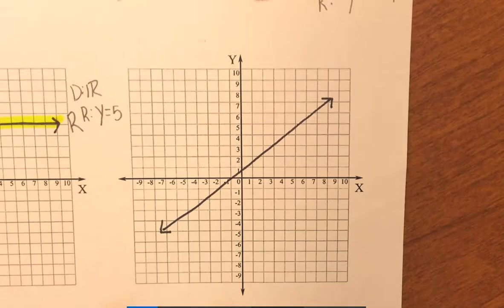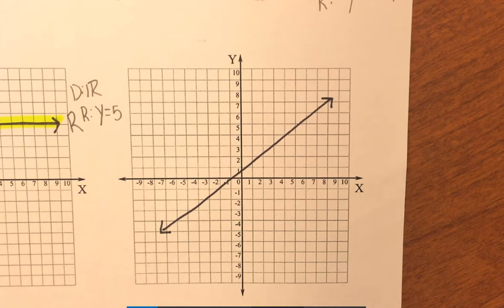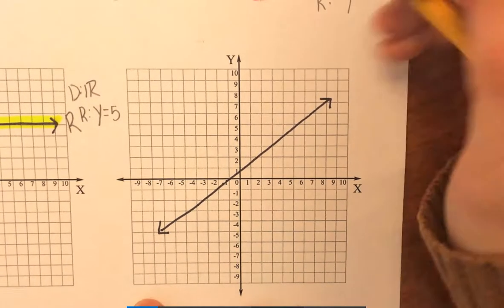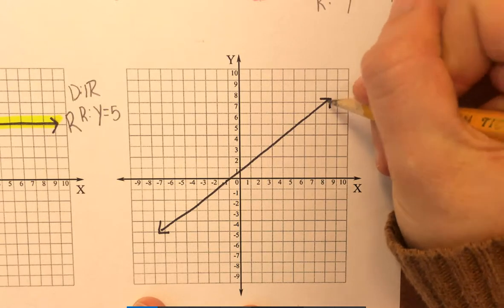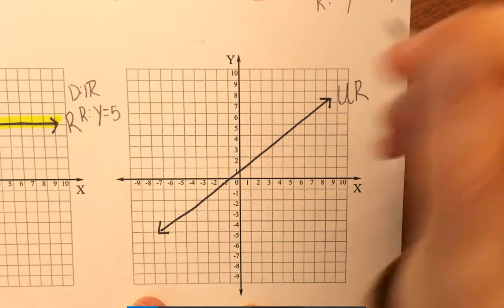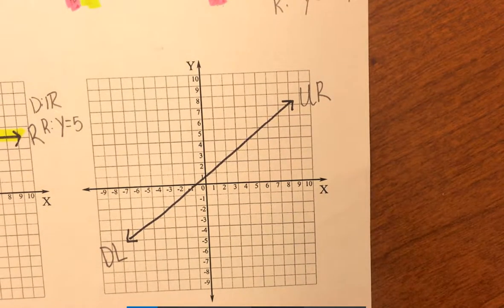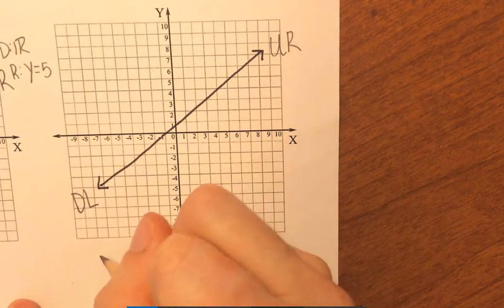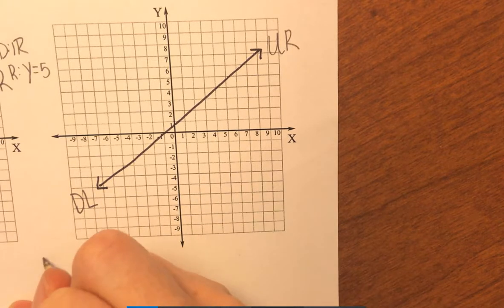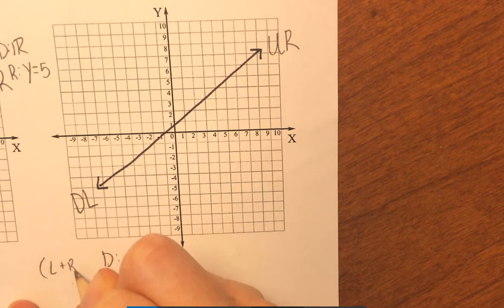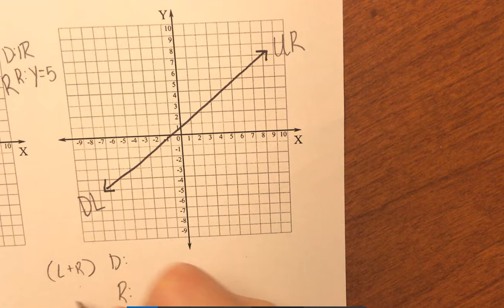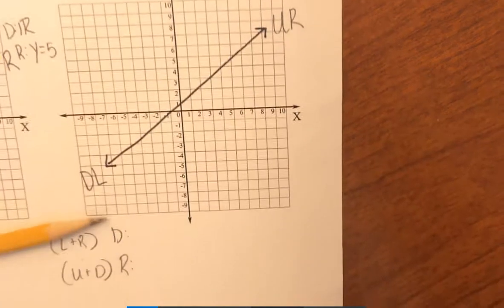Okay, and the last one is just a straight diagonal line. The direction on this arrow is going up and to the right. This one's going down and to the left. So when we look at the domain for this graph, which remember goes left and right, and the range goes up and down.